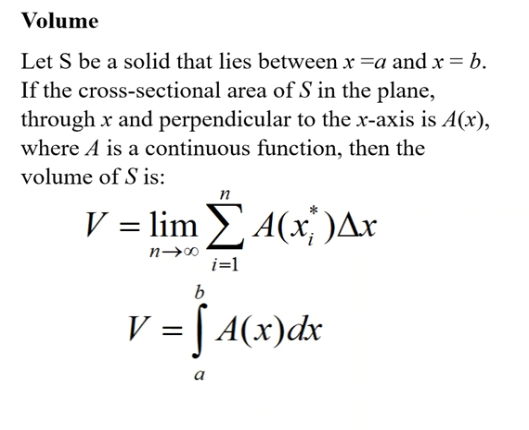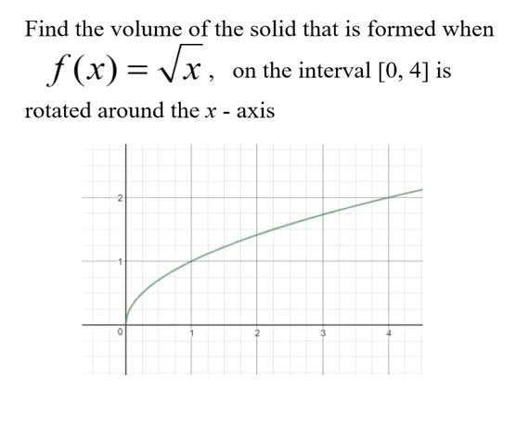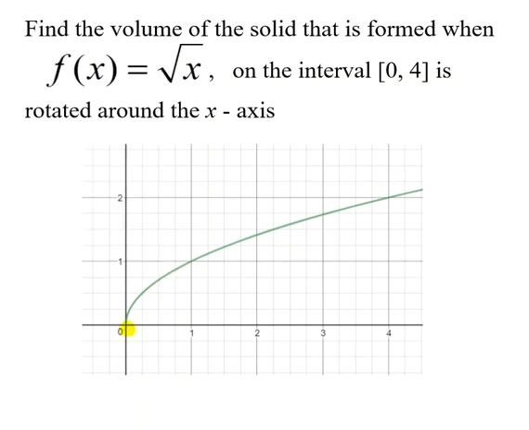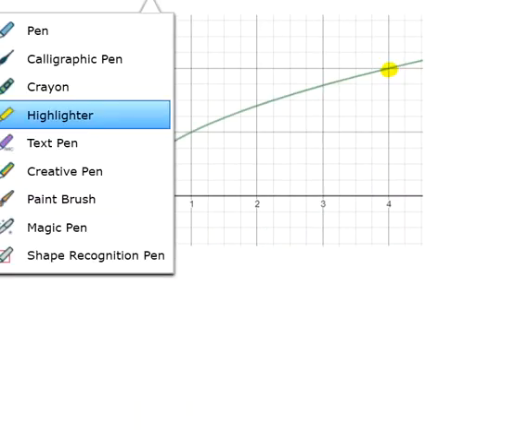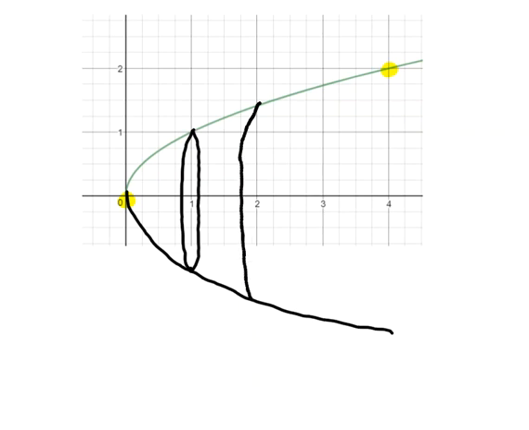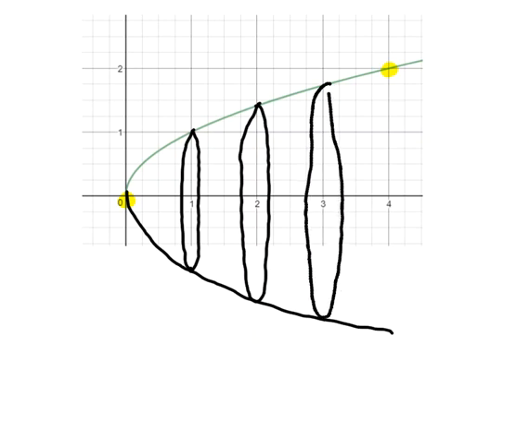So let's take this with revolutions. Find the volume of the solid that is formed when f of x equals the square root of x on the interval from 0 to 4. We're looking at the curve from here to here, and we're going to rotate it around the x-axis. Even though my graph only goes to there, I'm going to have something that looks kind of like this, revolved, as I've spun it around, and I'm drawing it as best as I can.